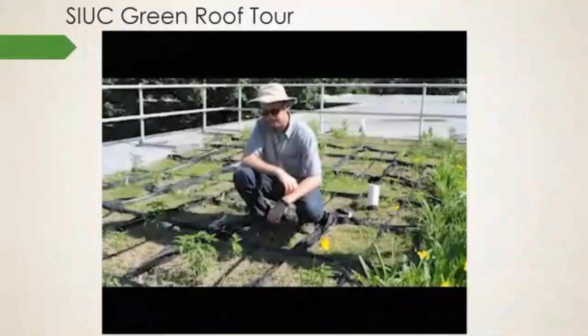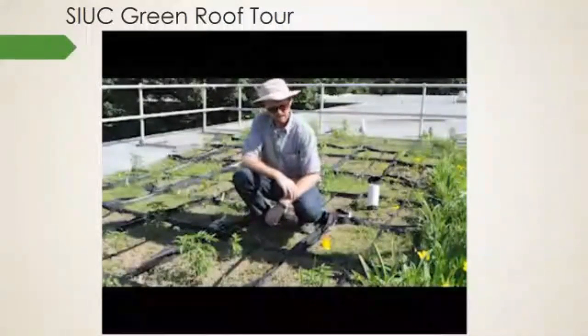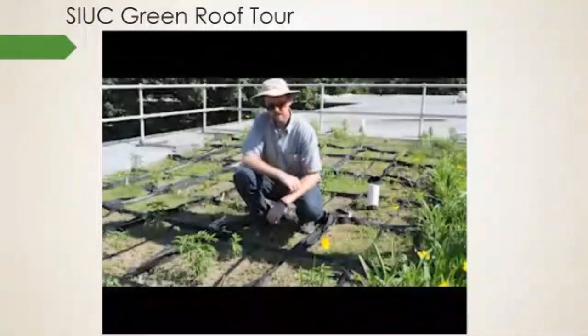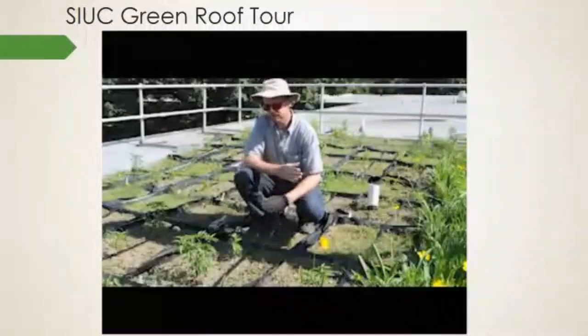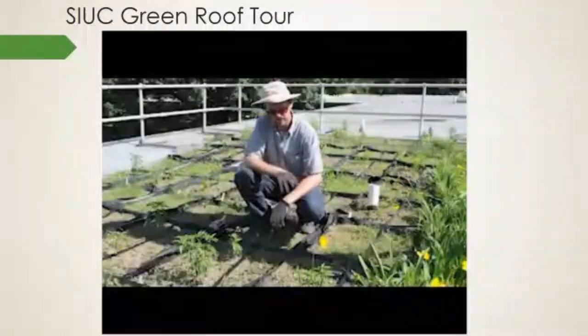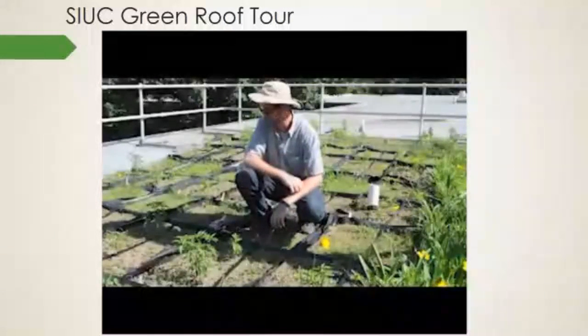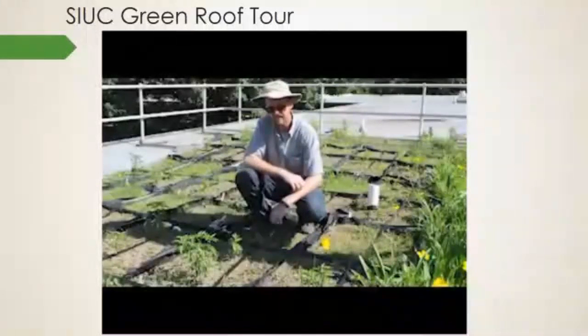So two main data points that we're taking are vigor rating, and the vigor rating is a visual rating on overall health and performance of the plant on a scale from 1 to 9.